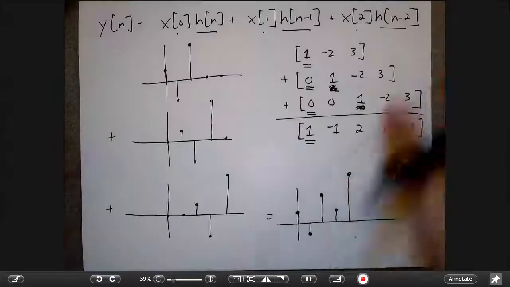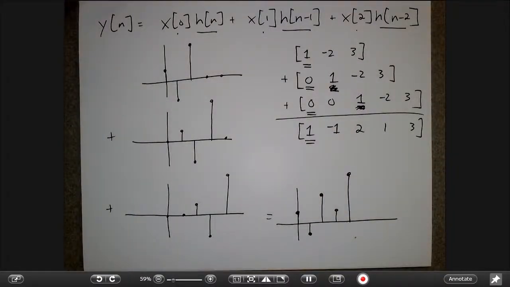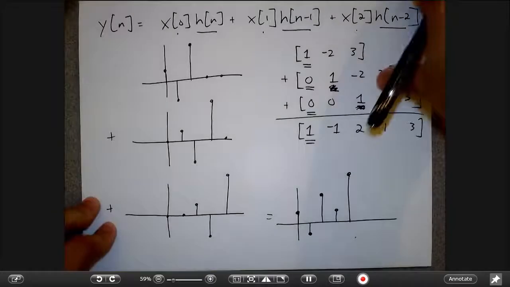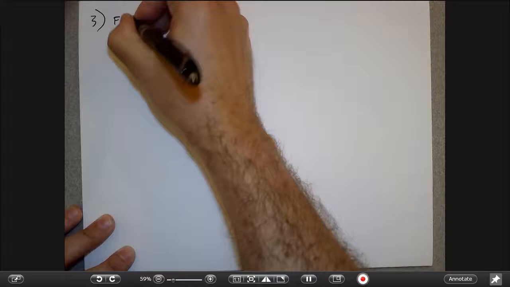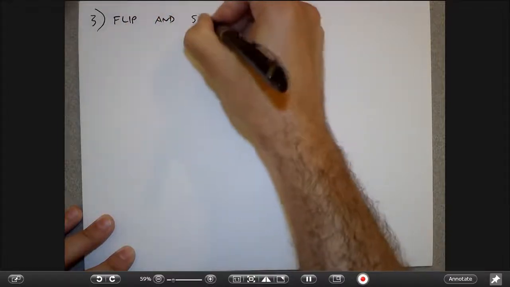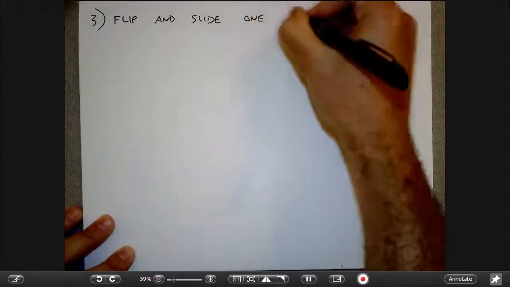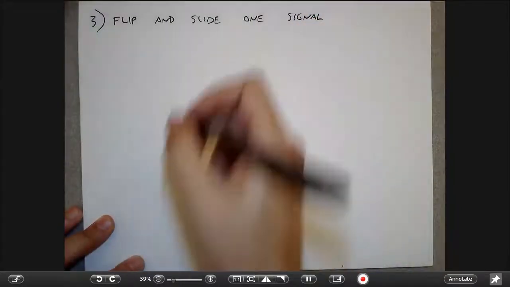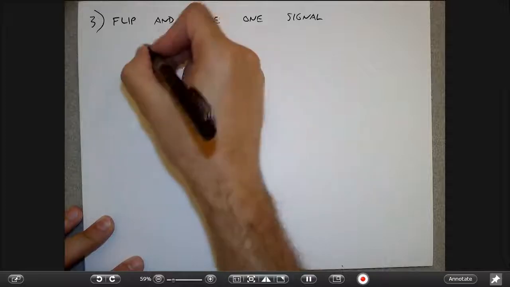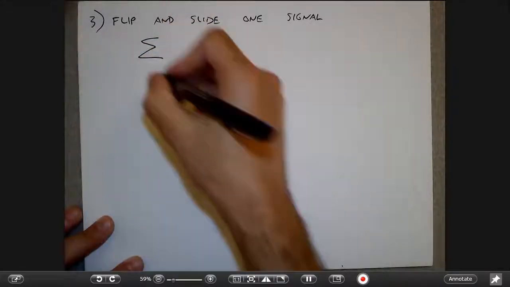And so that leads us to a more graphical, mechanical method of doing convolution, which is the flip and slide way of doing it. I'm not sure what the real name for this is, but I would call it flip and slide one signal. And what I mean by that is, let's again look at the convolution sum.